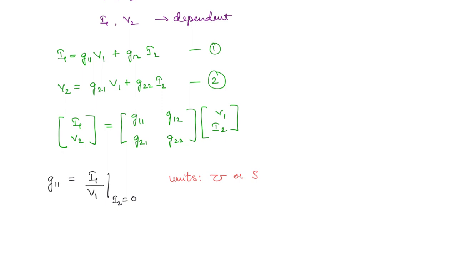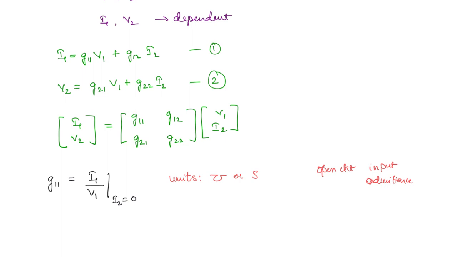If you can remember, H11 was V1 by I1. Okay, so it was the short circuit. We had to short circuit the V2 side. Okay, V2 is equal to 0. So it is a short circuit input impedance. Here everything is inverse. What is it? It is open circuit input admittance. Okay, only the input side is matching, nothing else is matching.